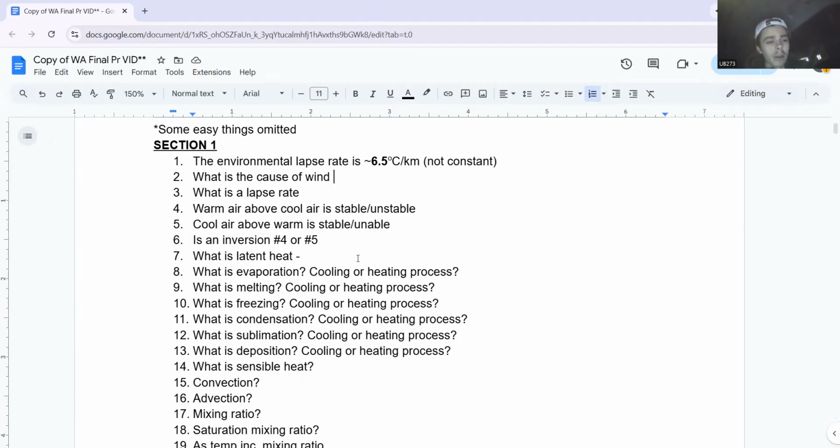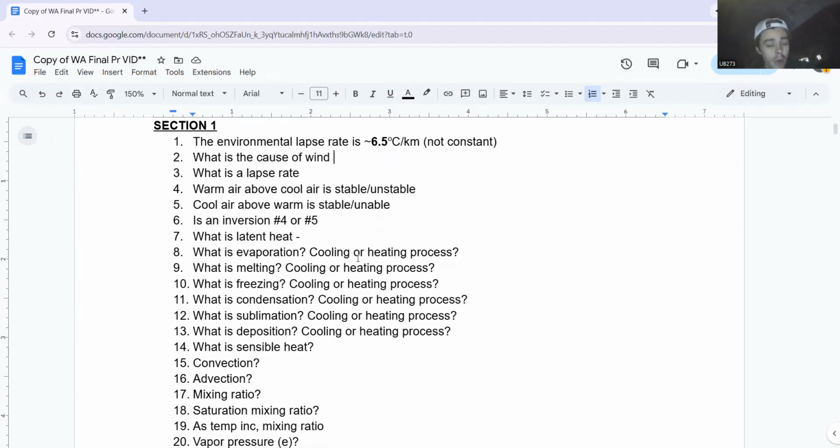What is a lapse rate? A lapse rate is a change in temperature with height. Temperature decreases with height until you get to the inversion, remember? Warm air above cool air is stable because warm air rises and cool air sinks, so they'll separate. Cool air above warm air is unstable.